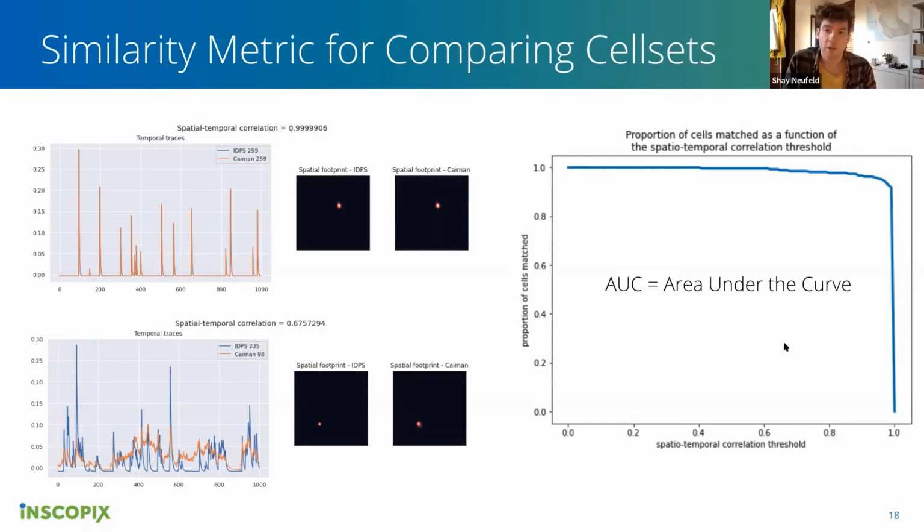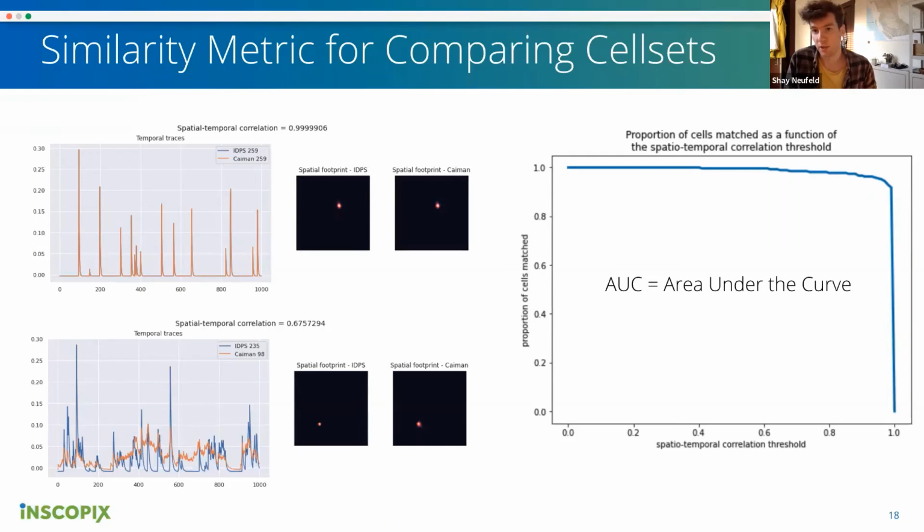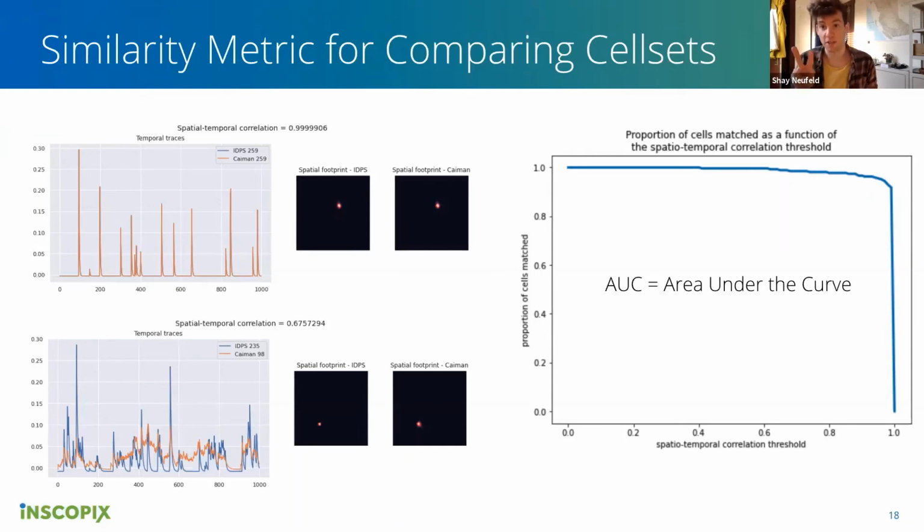Very practically here, an area under the curve of 1 means that everything was exactly spatially and temporally identical. That would be a perfect match, as if you just took the same cell set and compared it to itself. This is the metric that we've been using to compare two cell sets together: the area under that curve.